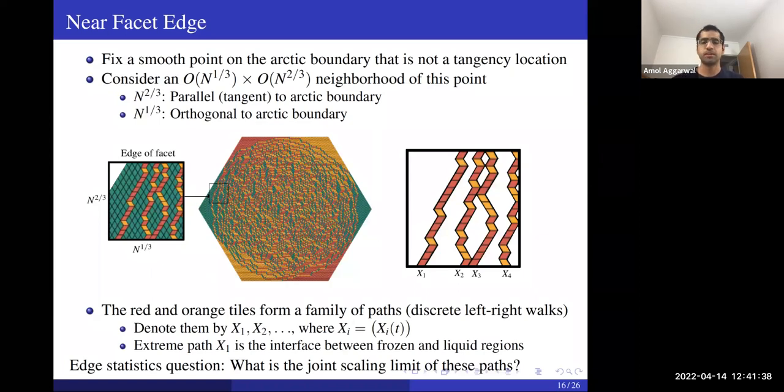Okay, so then the edge statistics question asks what is the joint scaling limit of these? I mean, I can recover the full tiling if I know where these walks are.